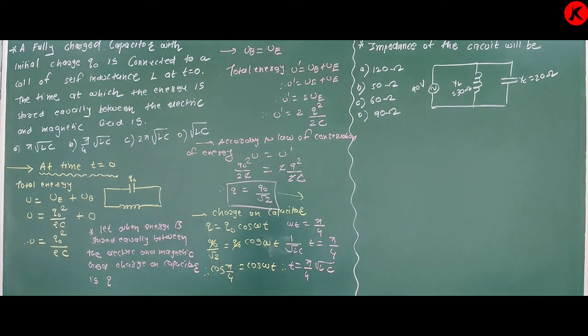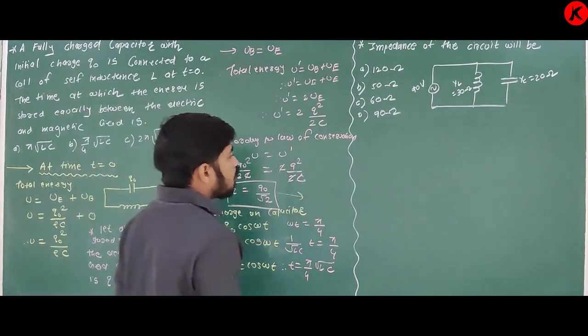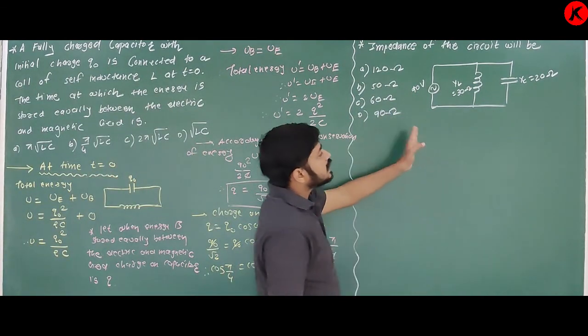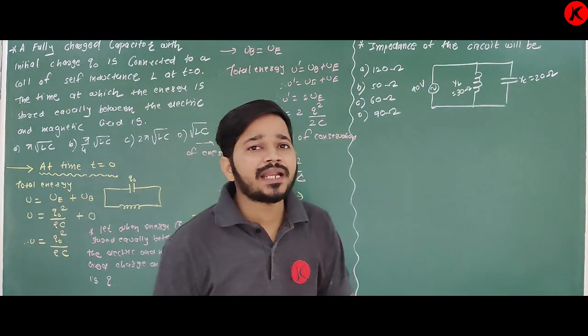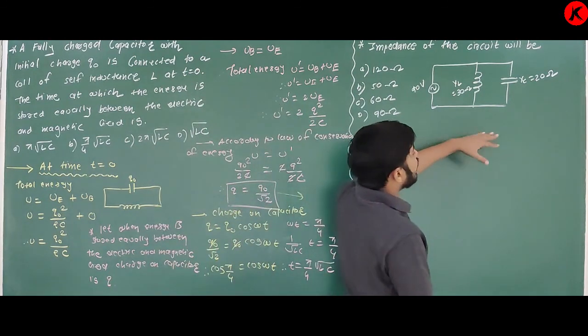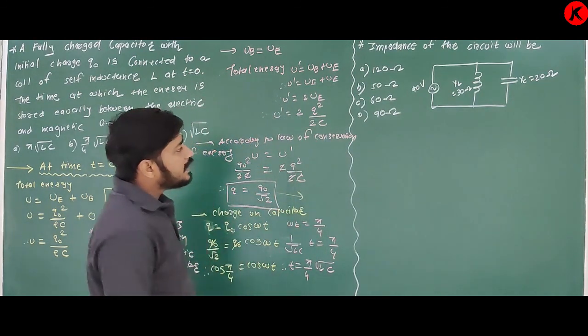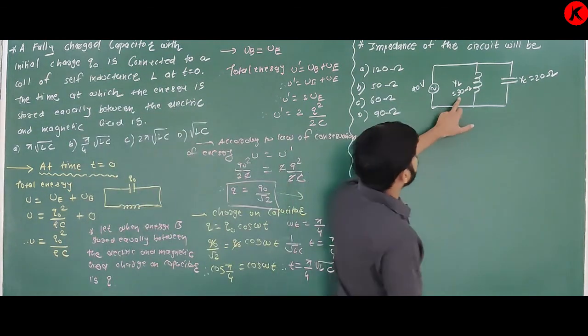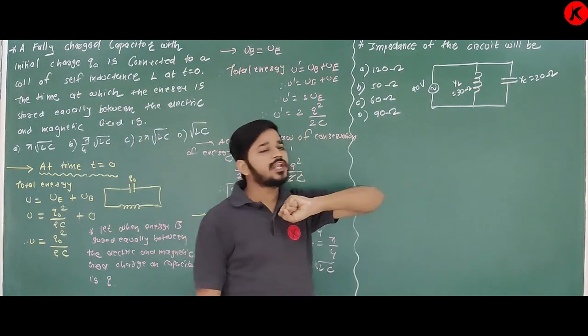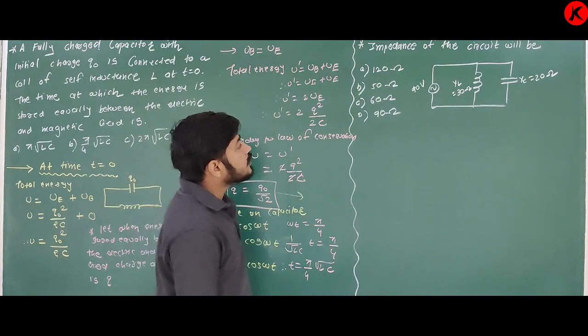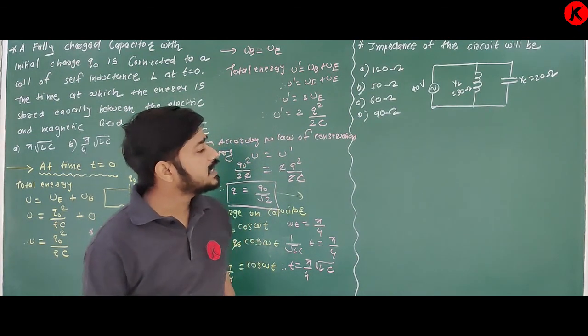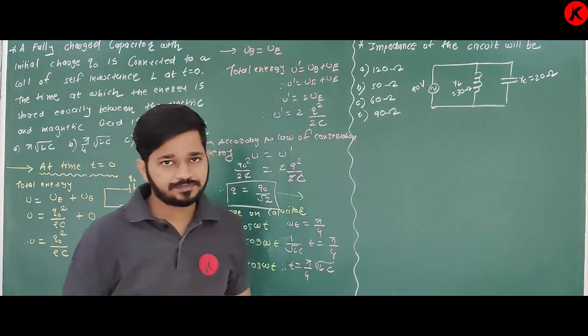The next question is on the board. The impedance of the circuit will be: you are given a circuit with an AC source having voltage 90 volt, and one inductor and capacitor connected in parallel, having inductive reactance 30 ohm and capacitive reactance 20 ohm. The question is, what is the impedance of the circuit?